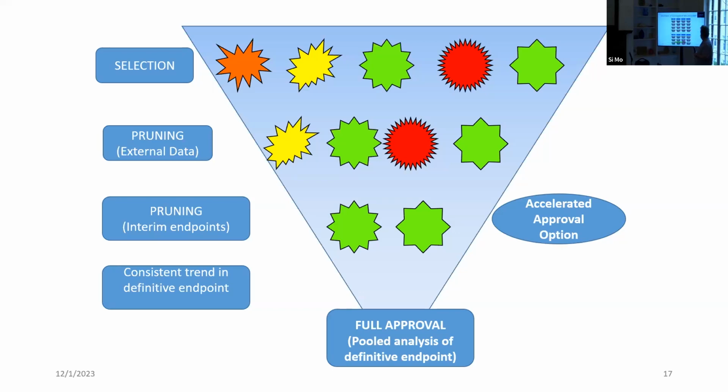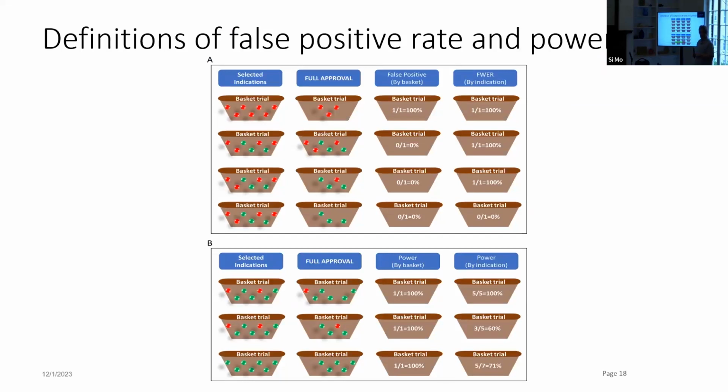However, next slide, please. This is a very complicated slide, and I'm just going to focus you on one tiny piece of it. If you look at A, which is the false positive rate, and you look at the second brown row, on the left you see a basket with some red marbles and some green marbles in it. The green marbles are indications where the drug works, and the red marbles are indications where the drug doesn't work, known to a divine, supreme being.